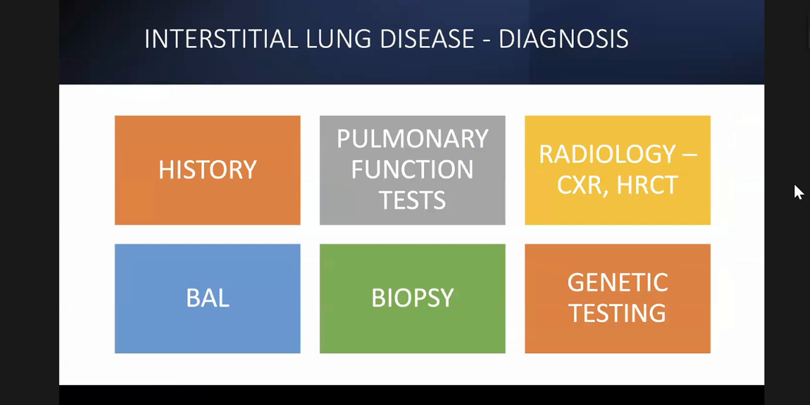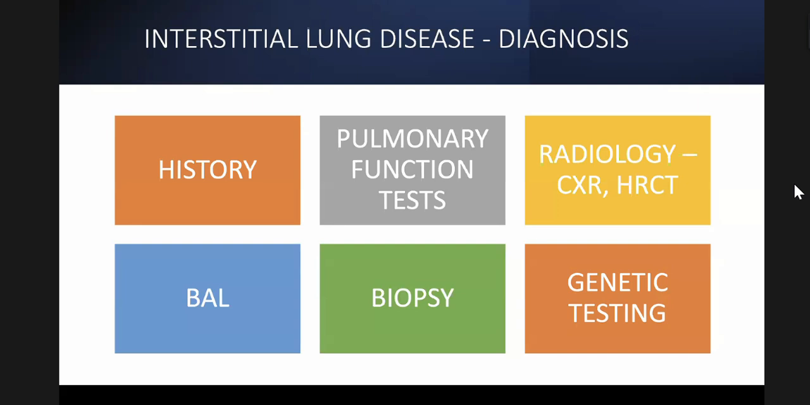I mean, what are all the tools in our armamentarium? We have history, of course. We have the PFT, which will tell you whether it's a restrictive lung disease or not. You have radiology comprising mainly of chest X-ray and HRCT. Chest X-ray would tell you a lot of things, but pretty late in the disease. HRCT is what we are going to discuss today evening.